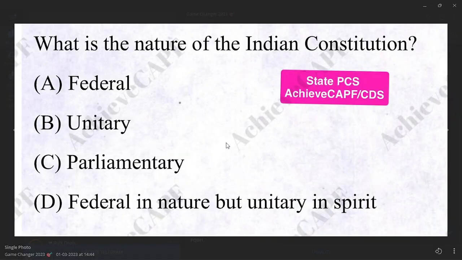Next, what is the nature of the Indian Constitution? Federal, unitary, parliamentary, federal in nature but unitary in spirit.